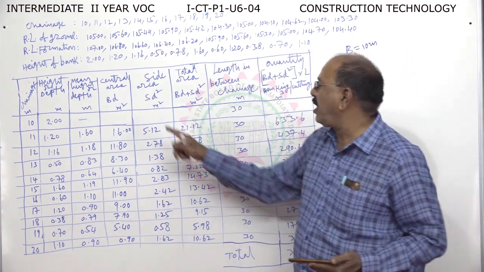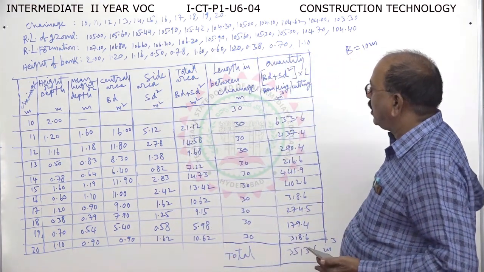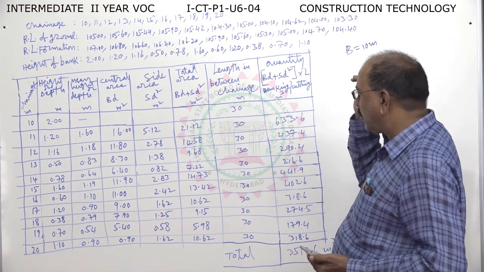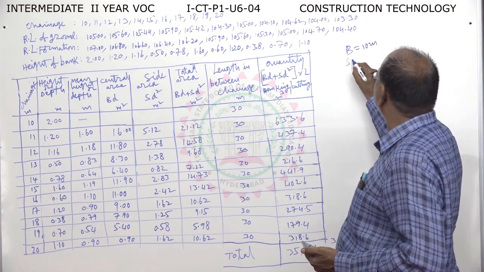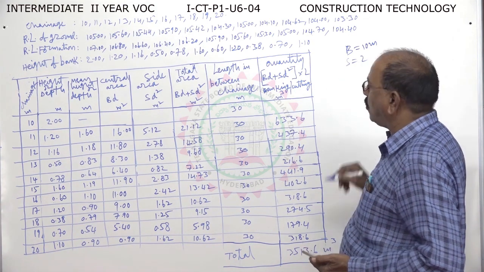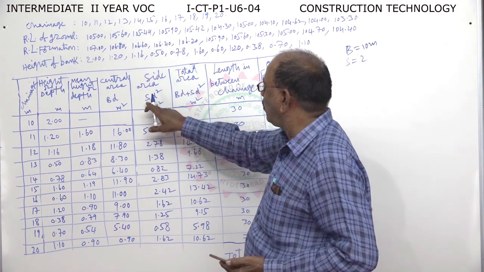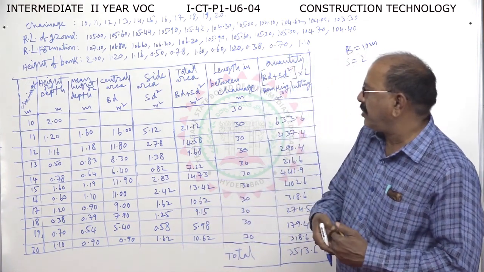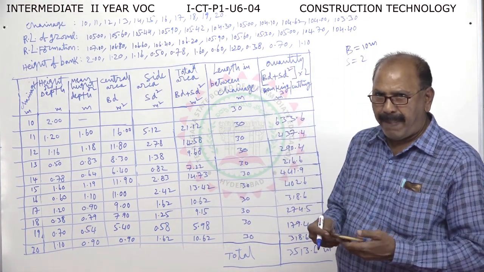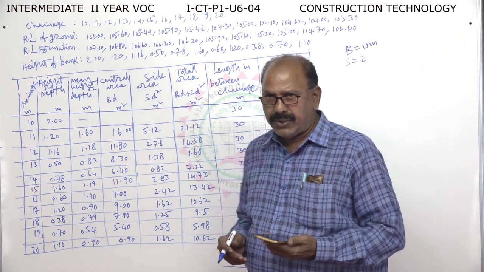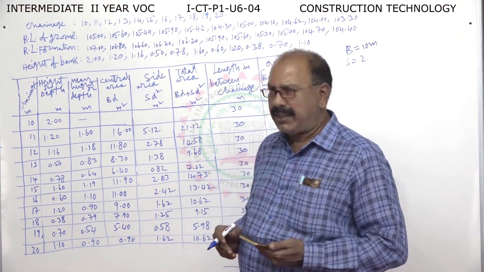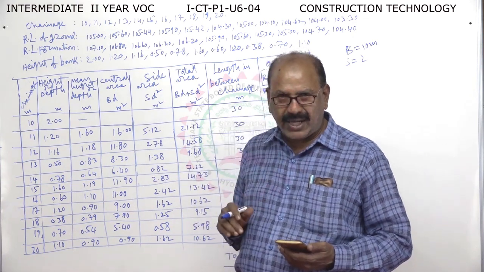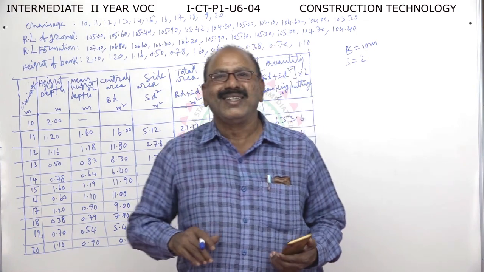Then SD square, side slope, SD square. S is equal to, how much is it given? 2:1, no? In the problem? So in the place of S put 2, and D is equal to this. And see what happens. So I think we will continue in the next class. This time is going to be over.